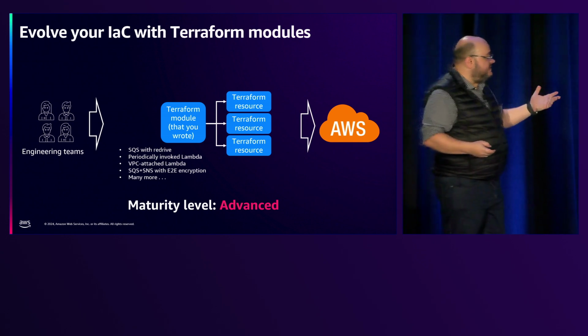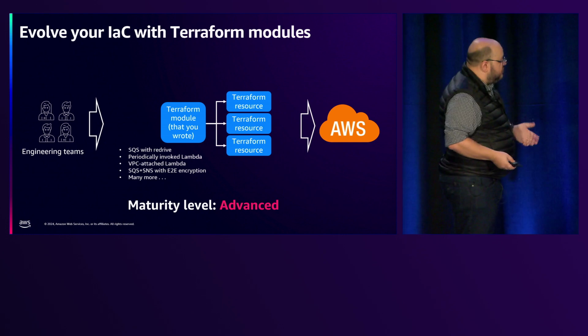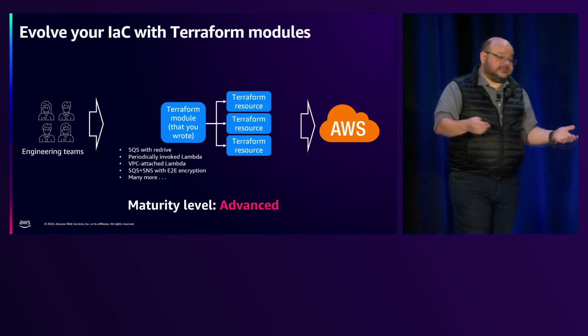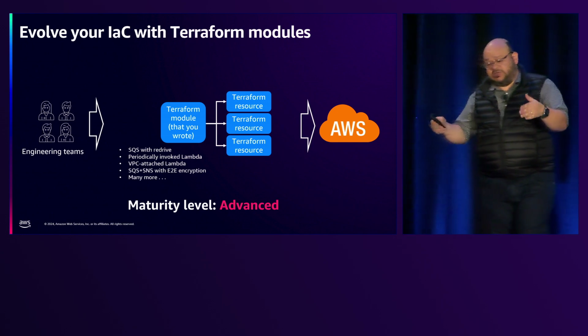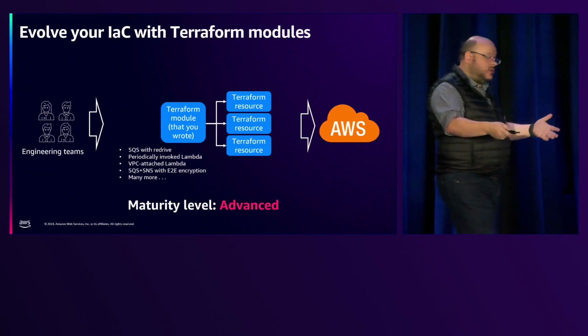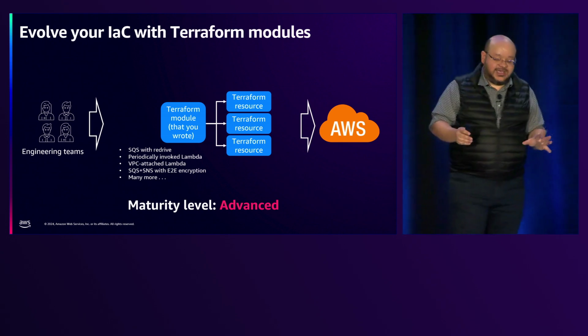And this can be things like we've discussed: SQS queue with redrive, periodically invoked Lambda, VPC attached Lambda, right? It's a common scenario, especially in regulated industries, to attach Lambdas to VPC, and so on and so on. So this is what I call advanced.